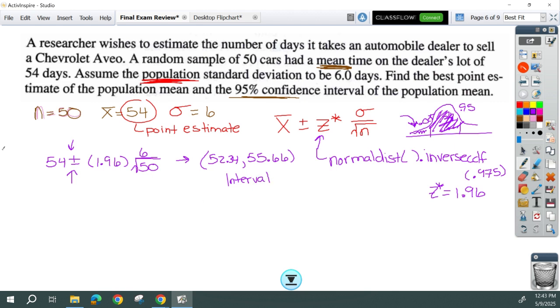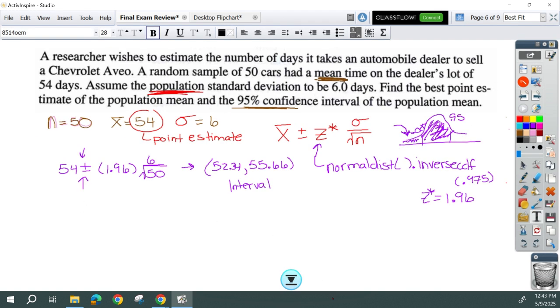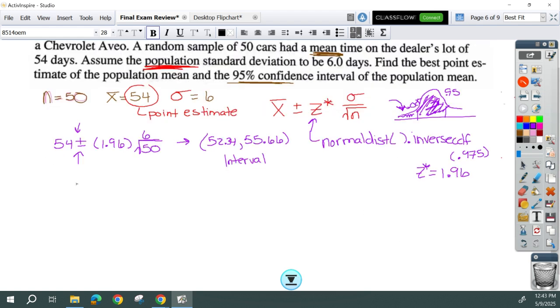And then we are going to explain what this interval means. And I'm going to type, again, to spare you watching me handwrite it all.